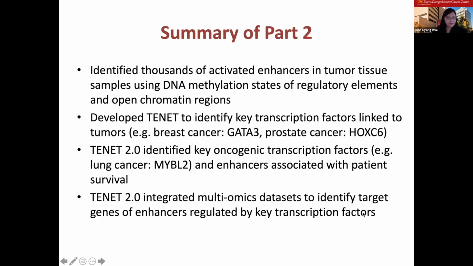So to summarize, we identified thousands of activated enhancers in tumor tissue samples, using just DNA methylation levels and some RNA-seq data from tissues. We developed TENET and identified some key transcription factors that are uniquely found in each cancer type. And TENET 2.0 can use patient survival data and also some target gene data, so you'll be able to find some key enhancer signatures.